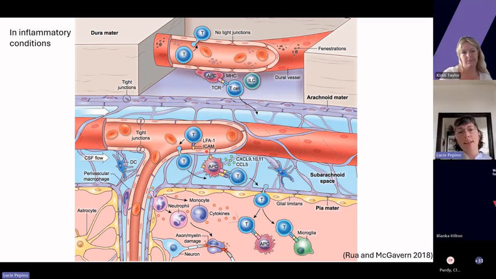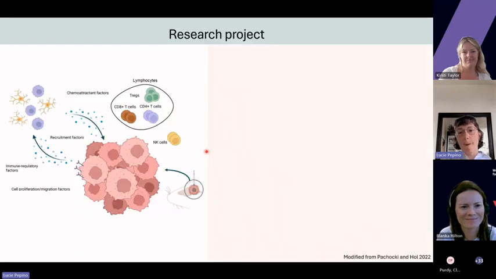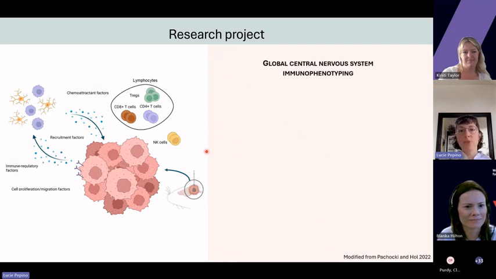So, sorry, now that we are all on the same basis on how the central nervous system is a bit more specific compared to other organs regarding the immune surveillance, I want to go back to my project because it's, as you can imagine, mainly immunofocus. So for my research project, I really want to focus on the tumor immune microenvironment. And for that, I want to do a global central nervous system immunophenotyping in the context of pediatric high-grade glioma, of course.